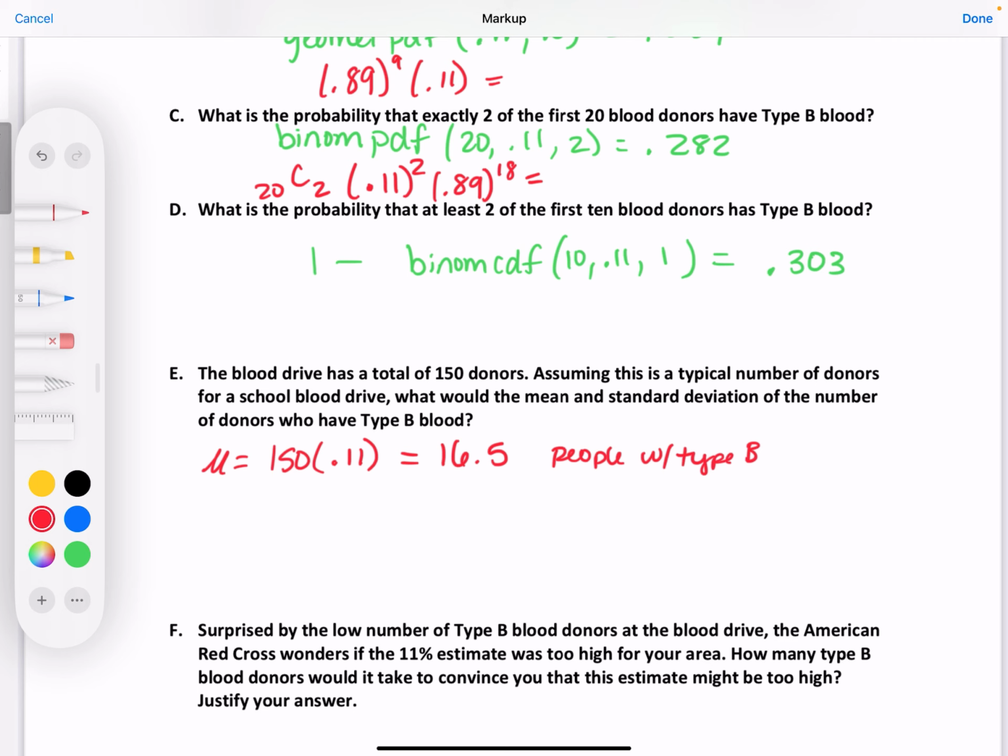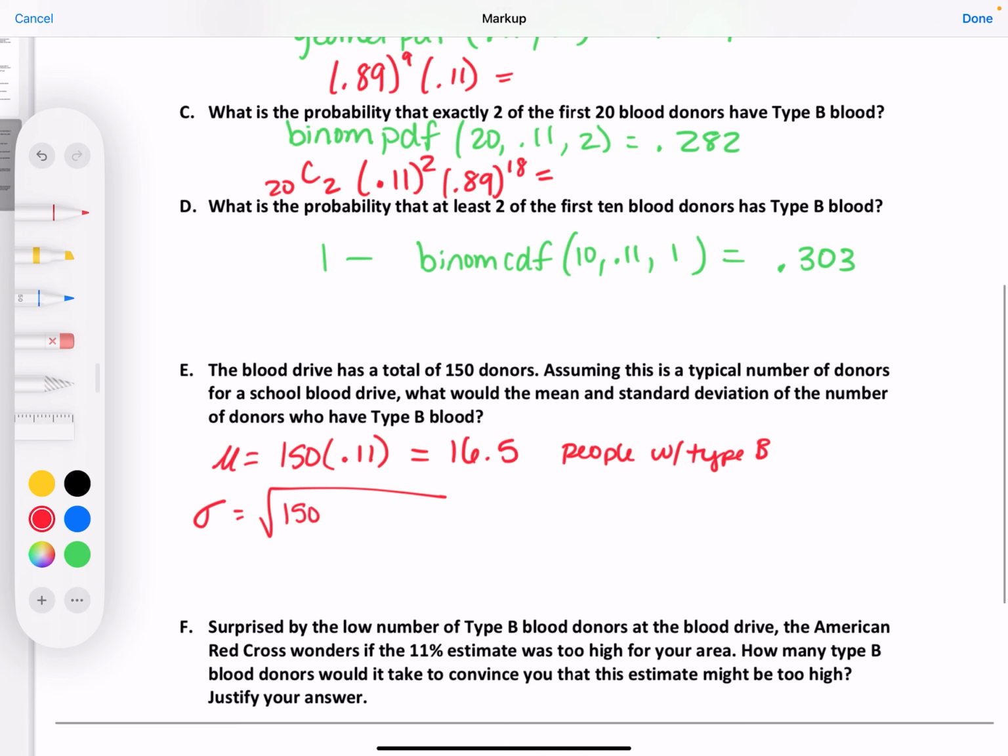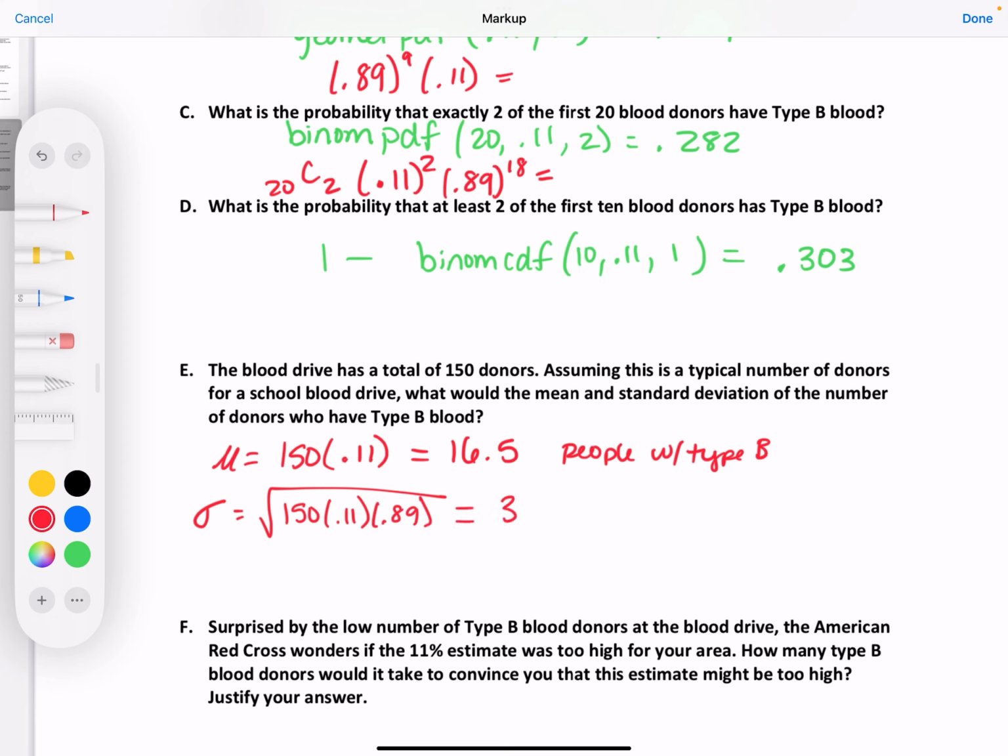And then the standard deviation. It's the square root of 150 times 0.11 times 0.89. This one is 3.83. I don't feel like writing the words again, so I'm just going to write ditto marks.